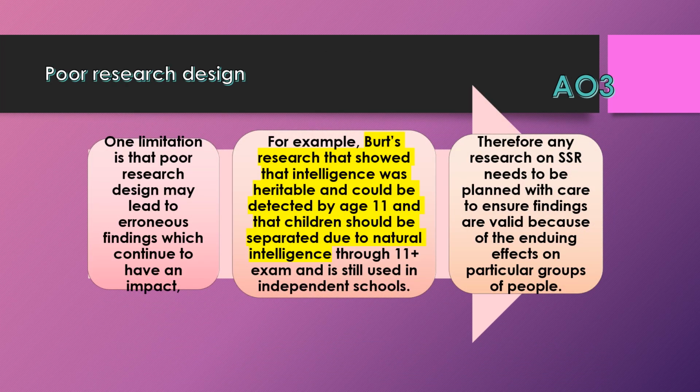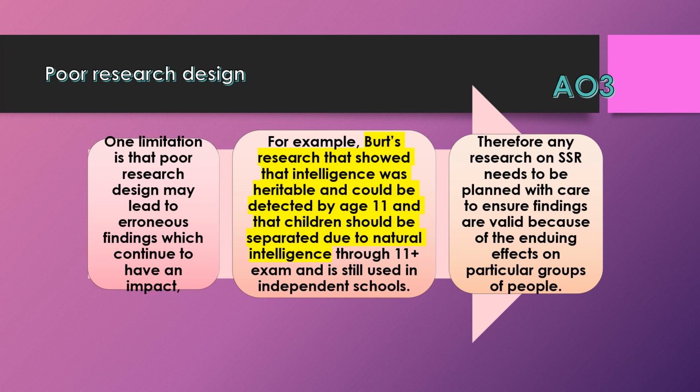Poor research design. A limitation that we see with a lot of socially sensitive research is that the way it's set up could lead to findings that are inaccurate. So, for example, the 11 plus, which some private schools and independent schools still use today, is based on faulty evidence, faulty research. The guy that did it basically fudged a lot of the numbers. He said that intelligence was heritable, like there is obviously a biological element to intelligence, but he was saying by the age of 11, you can distinguish who is naturally intelligent and who isn't. Through this exam, this 11 plus, it's a load of rubbish.